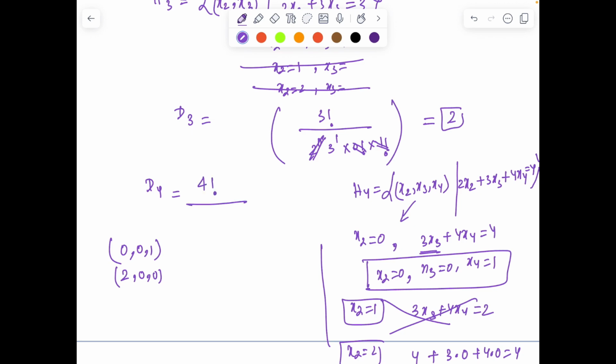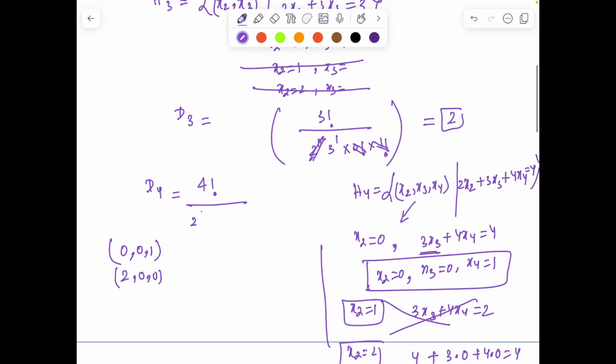So if I put that in the summation, we have 4 factorial divided by 2 raised to the power 0, into 3 raised to the power 0, into 4 raised to the power 1, into 0 factorial, 1 factorial, plus 4 factorial divided by 2 raised to the power 2, 3 raised to the power 0, into 4 raised to the power 0, into 2 factorial into 0 factorial into 0 factorial.